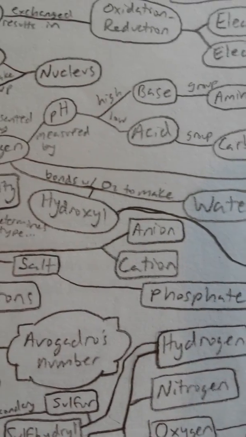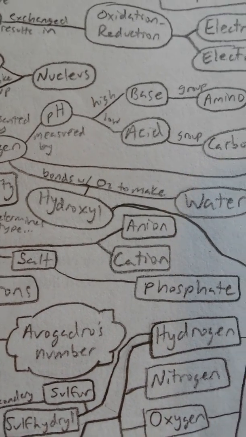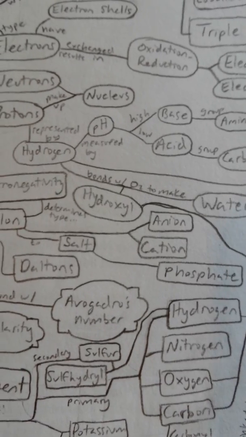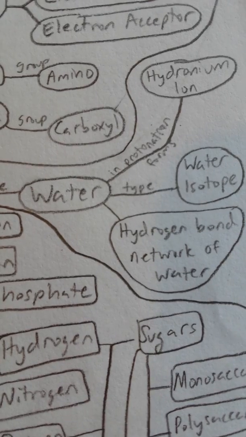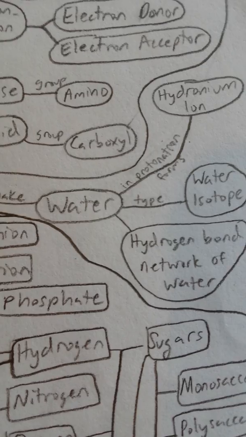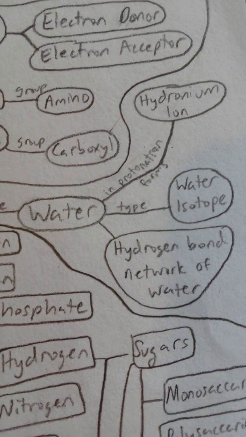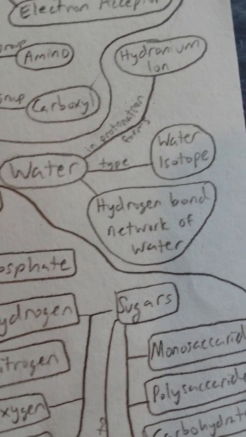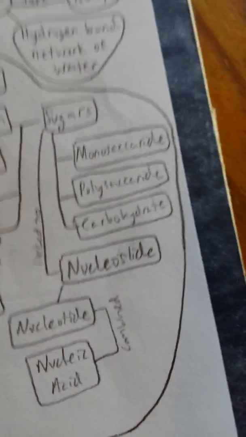Hydrogen bonds with oxygen in order to make water. And hydroxyl is a group that is made between hydrogen and water. Now, a type of water would be a water isotope, which is not quite like water because it has a couple differences. In the protonation of water, hydronium ions are formed, and the hydrogen bond network of water is linked to water. If we follow hydroxyl, it goes back to glycerol.